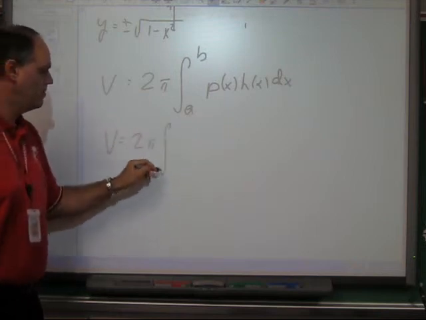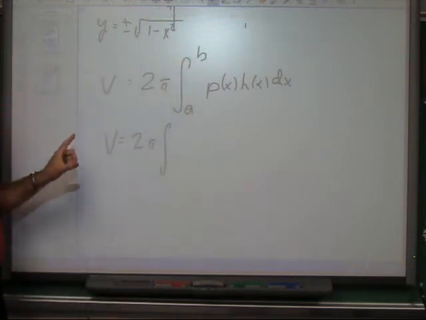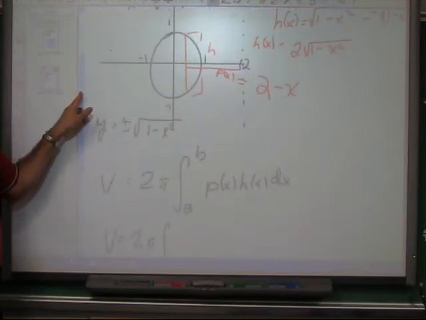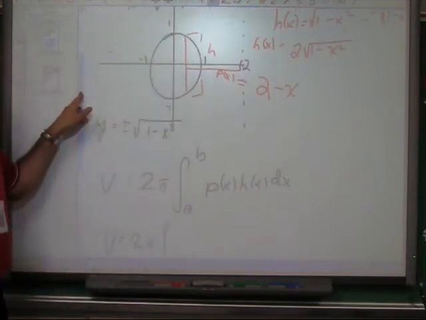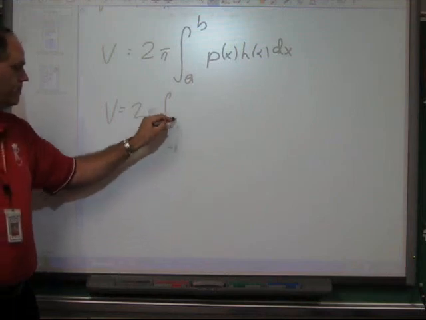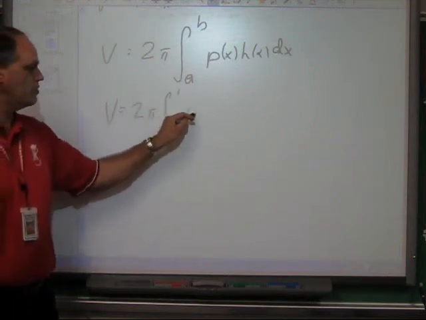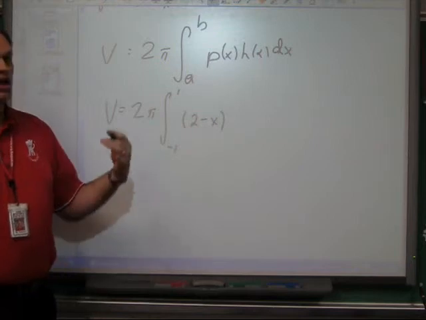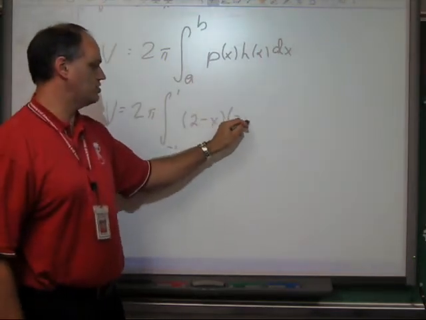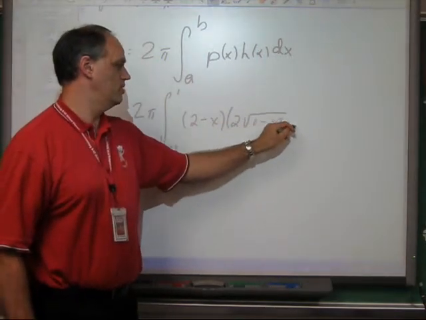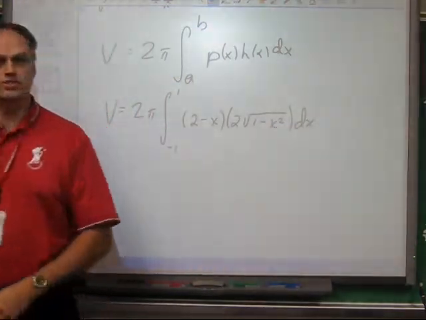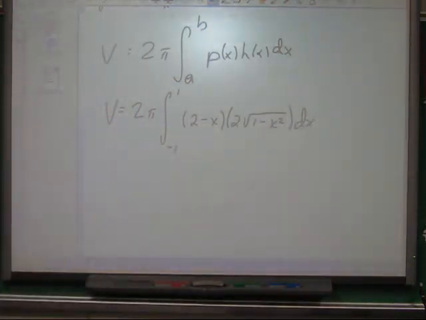Volume is 2 pi. These intervals, where did we say they ranged? Negative 1 to 1. P of x we said was 2 minus x. H of x we said was 2 times the square root of 1 minus x squared. And then we have the differential dx, which is basically the width of that red vertical line that I drew up above. The small width gives you the small amount of area there to find your laminate or your cylinder.